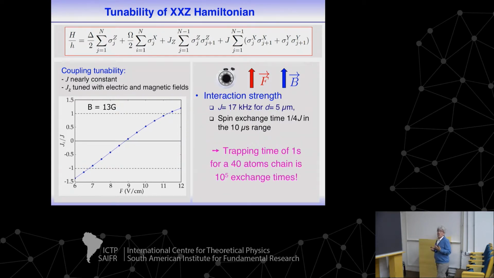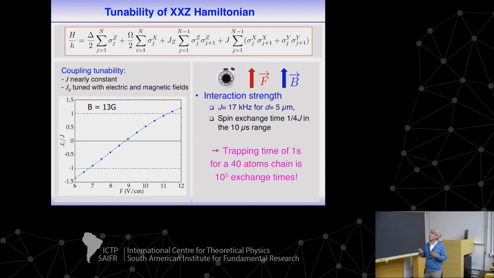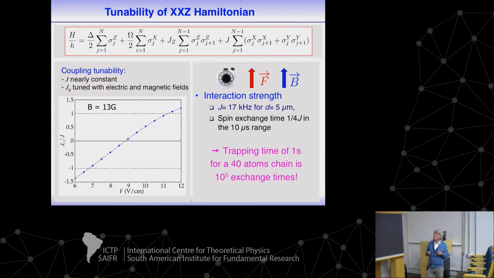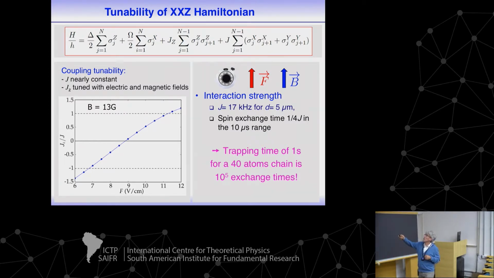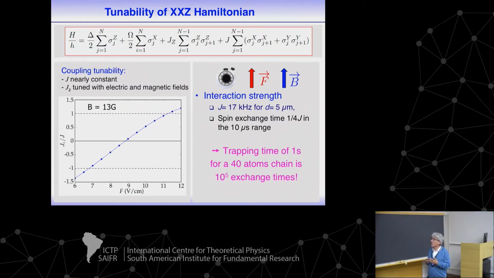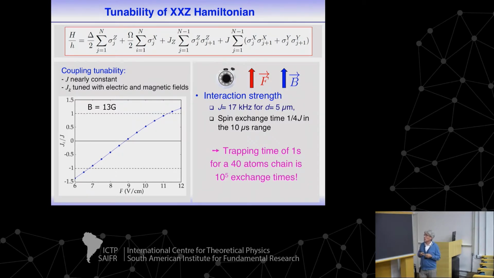So what is the strength of the interaction? The strength of the interaction, of course, depends on the distance between the atoms. A typical distance for the kind of trapped Rydberg atoms we plan to prepare is 5 to a bit more micrometers. Then the G coupling constant is like 17 kilohertz, which makes the exchange time, which is 1/4G, a range of 10 microseconds, which means that the frequency of operation of the system at this distance, which is compatible with trapping, is like 100 kilohertz.